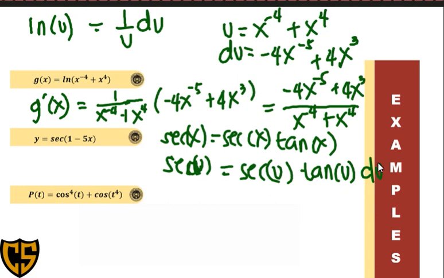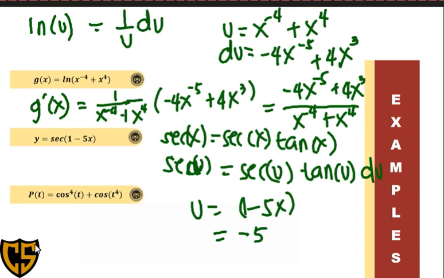So this time, ano ang aton u? U naton is 1 minus 5x. So, ano ang derivative ng 1 minus 5x? So, derivative of 1 is 0. Derivative of negative 5x is equal to negative 5. So, kinanglanon siya naton para diri. So, we are going to substitute sa secant u, tangent u du.